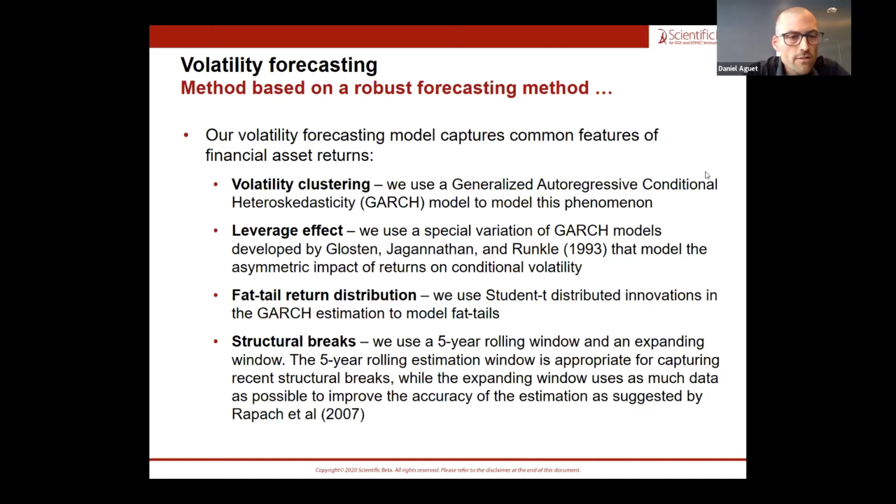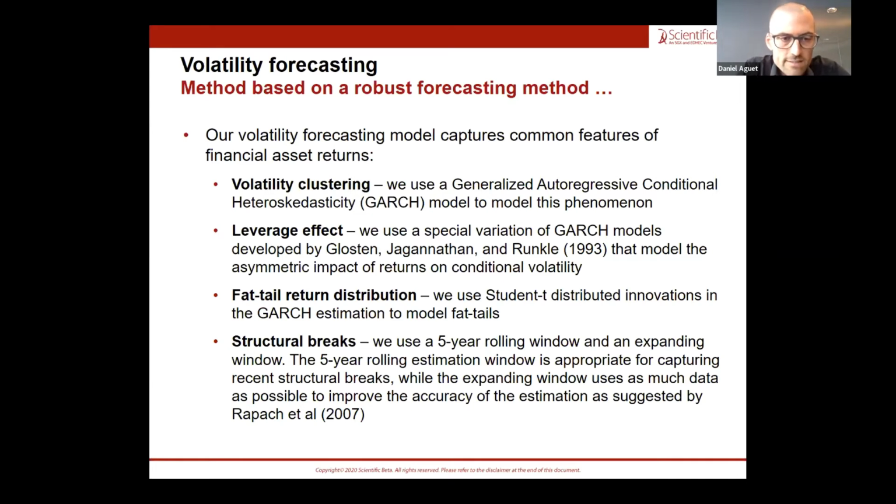The first feature of financial asset returns is volatility clustering. This is a very common feature. It means that when you observe strong returns, positive or negative, they tend to be followed by strong returns, positive or negative. And vice versa, when you observe very small returns, they tend to be followed by small returns. This is the volatility clustering effect. And we capture that with a model that is very well known in the academic literature, the GARCH model, that allows us to capture this clustering effect.